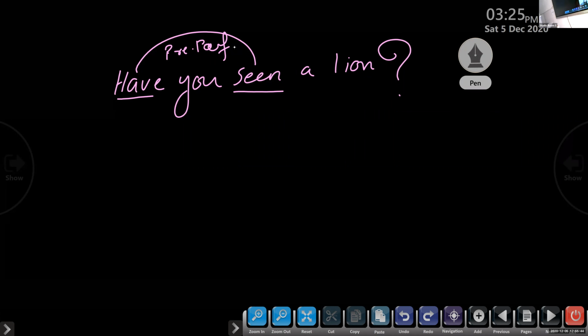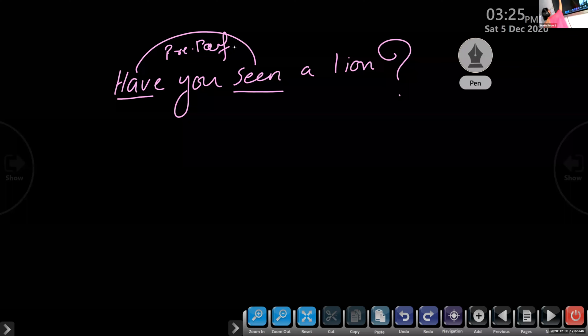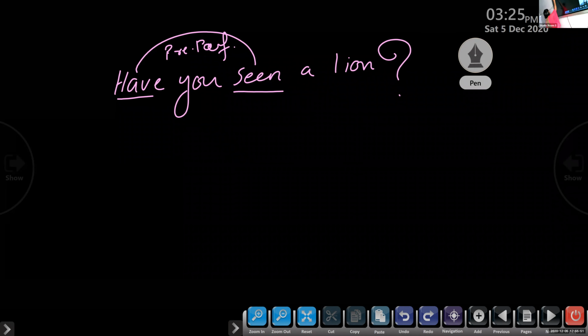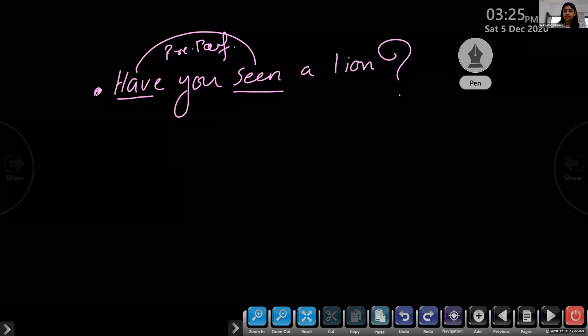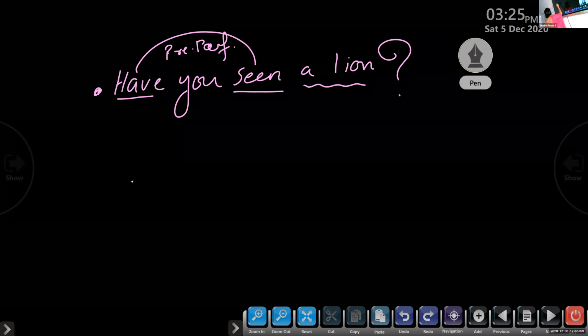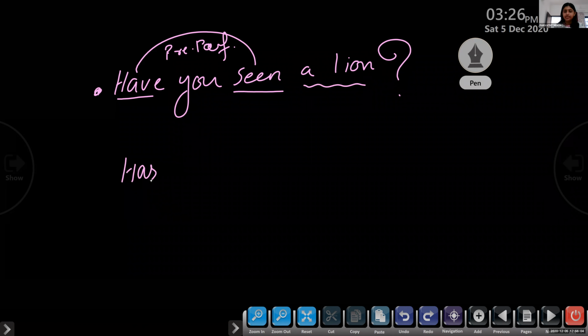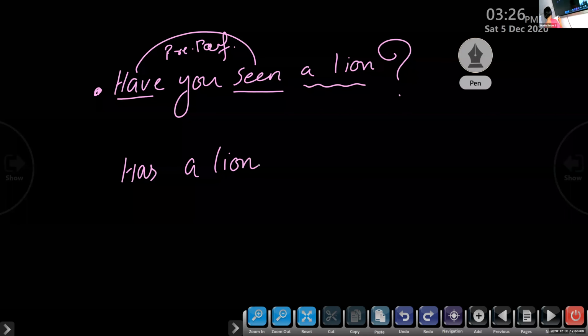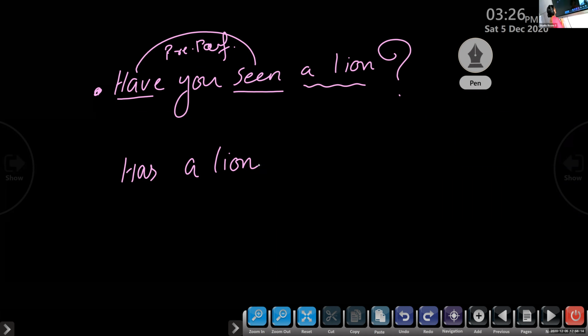It is starting with have. So please help me to find a passive voice form for this. Has a lion. Why has? Because the sentence is starting with have. Lion is singular. Yes, because a lion is singular. So I should begin my question with has. Has a lion, agree? Be seen. Louder. Be seen. It is being seen. Been seen.